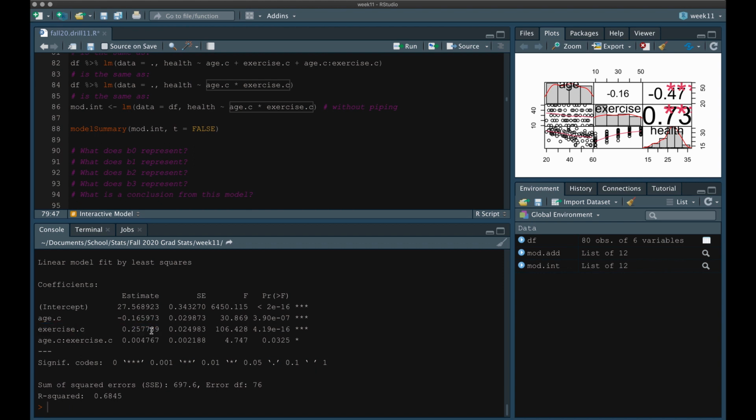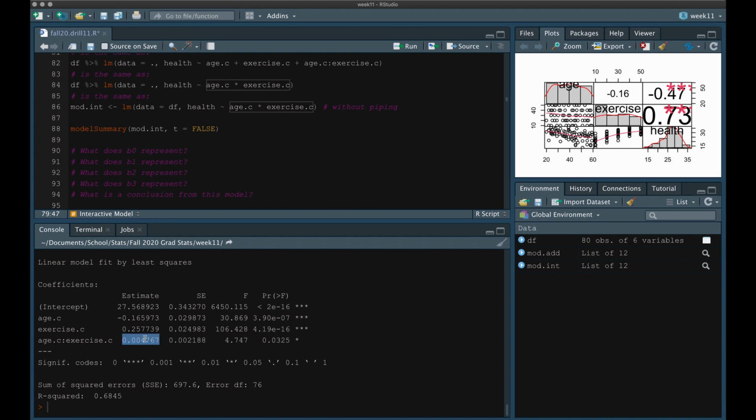Same thing here. For exercise, that is just holding age constant at 0, which in this case, holding it constant at its mean. A 1 unit increase in exercise, so exercising 31 hours per month instead of 30, is expected to increase your health score by 0.26, essentially. So this new piece of information, this B3, what does this represent?